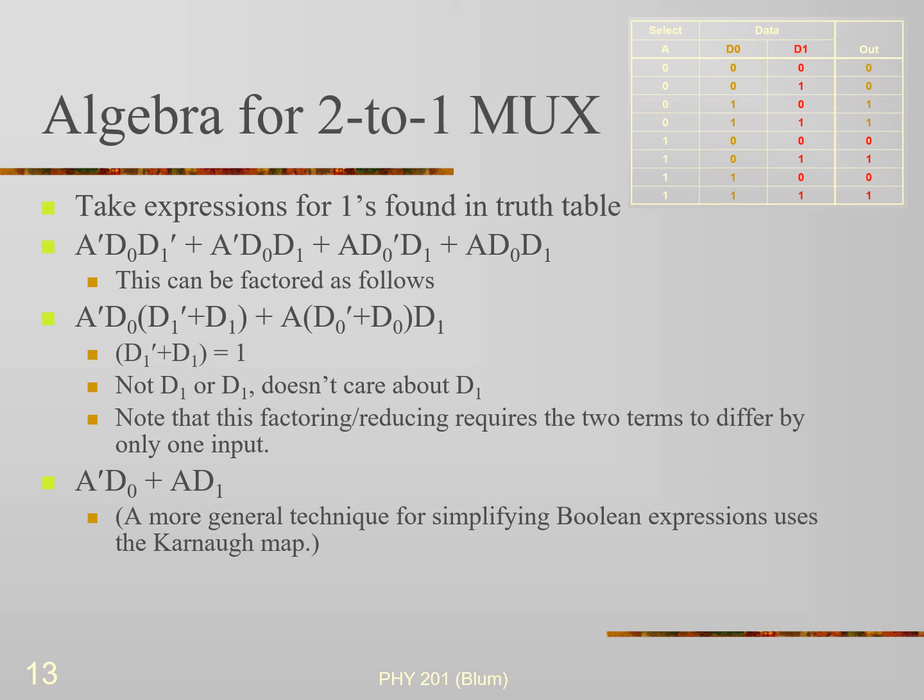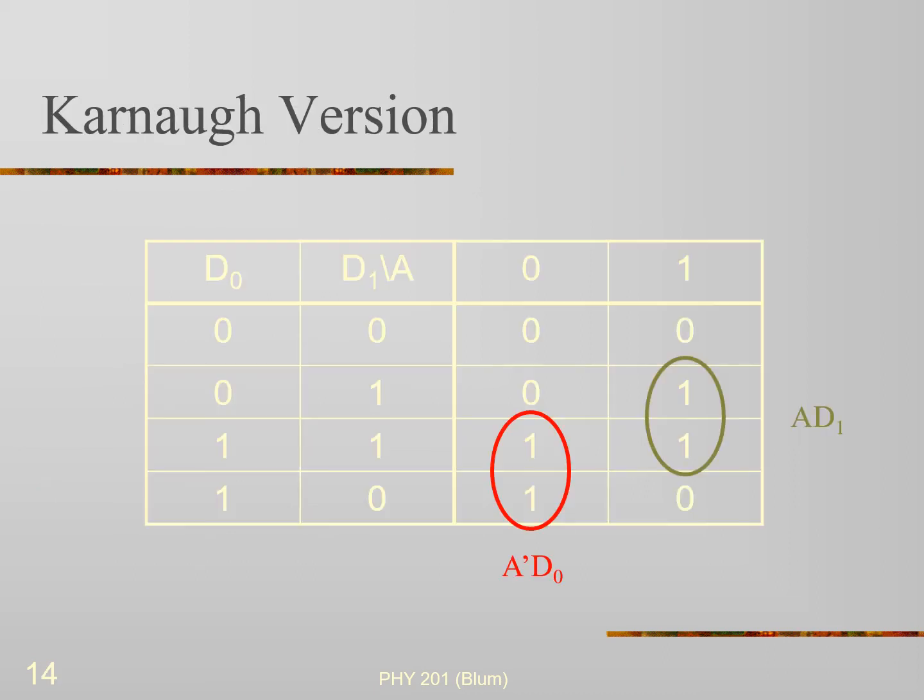And we can also, if we want to, take a Karnaugh map approach. So here's the Karnaugh version with the D0 and D1 inputs going down in the rows and the select A input going across the top. And we find that we have two groups, one with an expression of A prime D0 and the other one with an expression A D1.